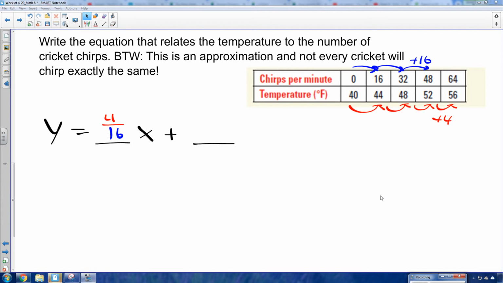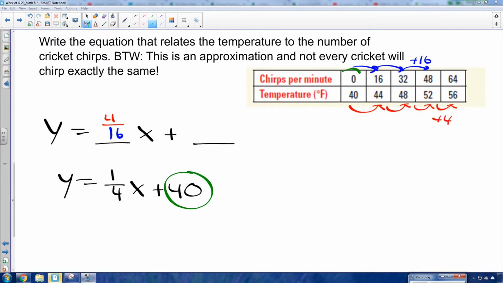When x is 0, what is y? What do you think, Angelina? 40, yeah, good. Sorry, I was trying to pause the video and have you try it, but the y-intercept is 40. So when x is 0, y is 40, that's where that's coming from. If there are no chirps, what is the temperature? 40 or lower, exactly, good point.